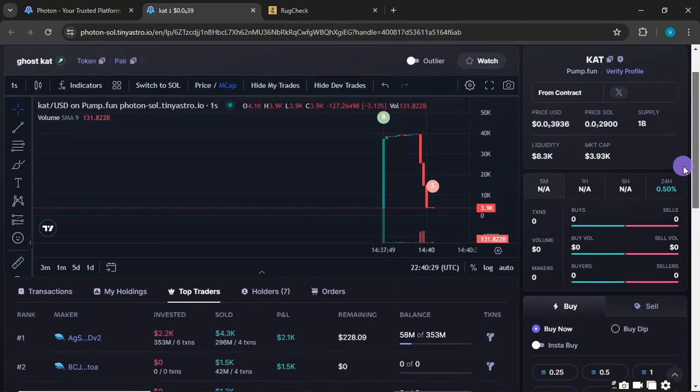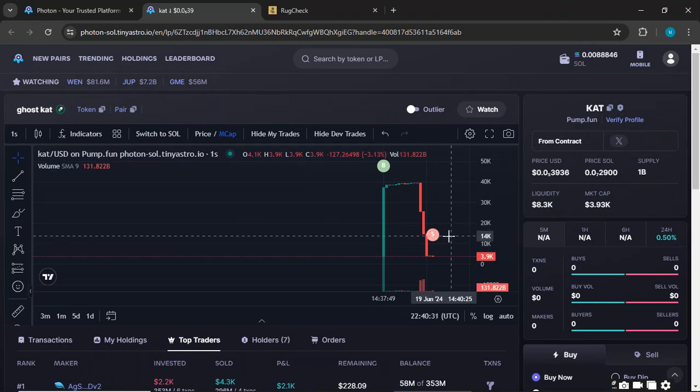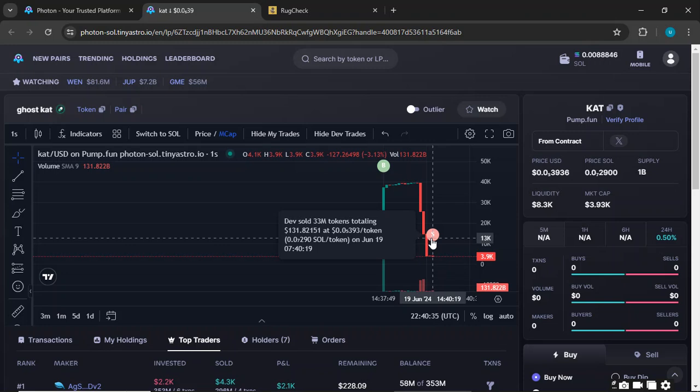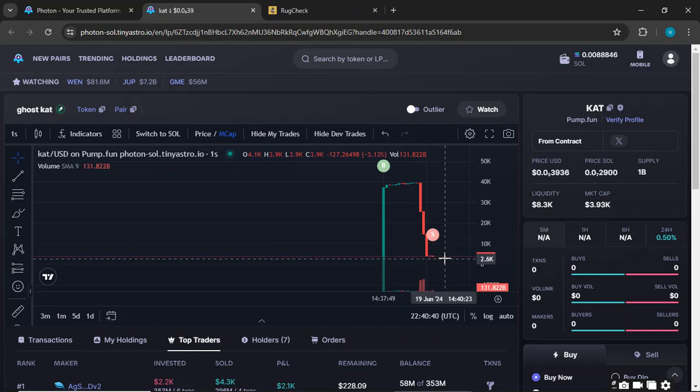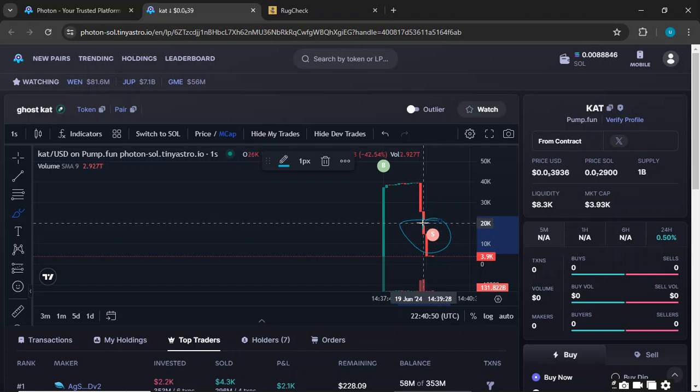So you can see the Dave sold here. You can see the sell marker to indicate where the Dave sold. Look, he sold when it was on 13K. Now it has dropped. So this is what we call a rug. So a token that the Dave hasn't sold is not yet a rug. You understand? So please, whenever you see a token the Dave hasn't sold, don't call it a rug. It only becomes a rug when the Dave sells.